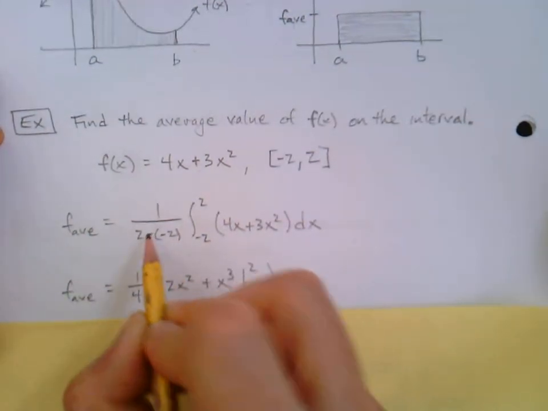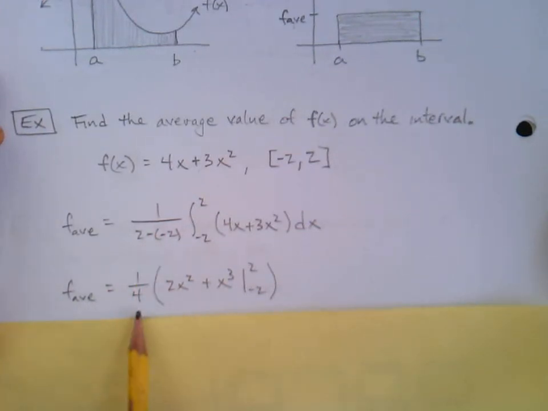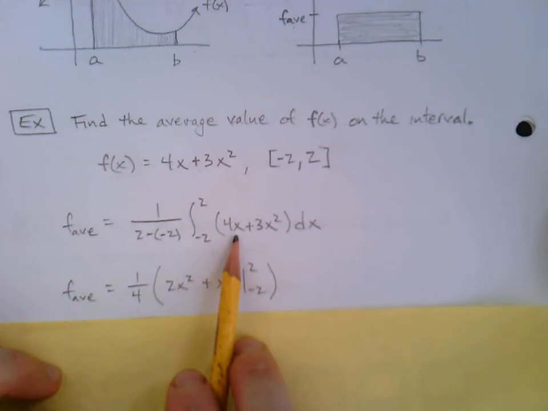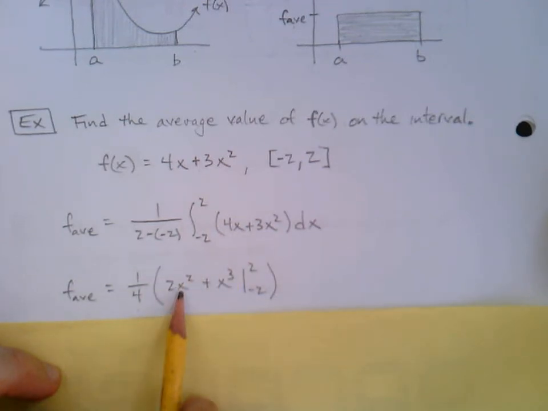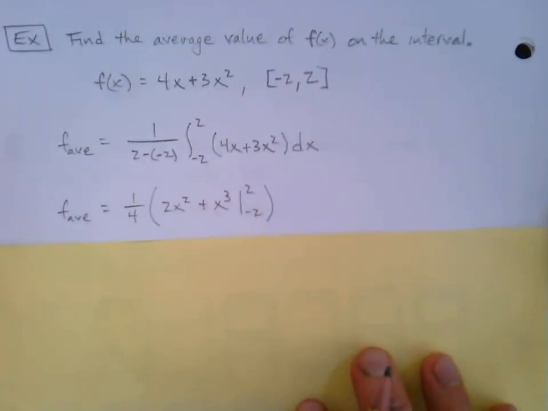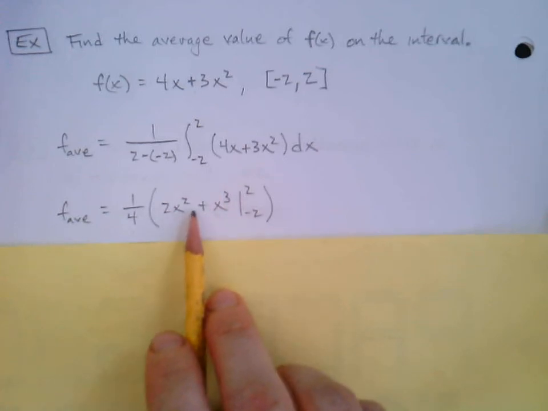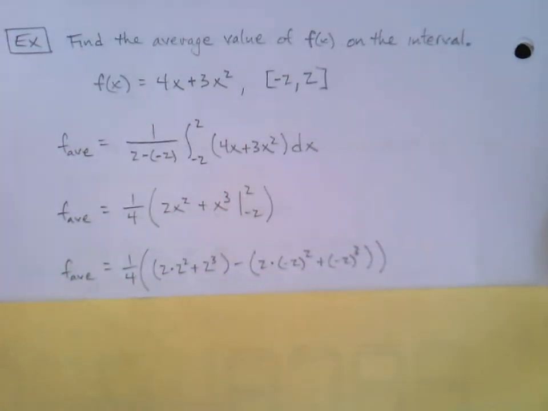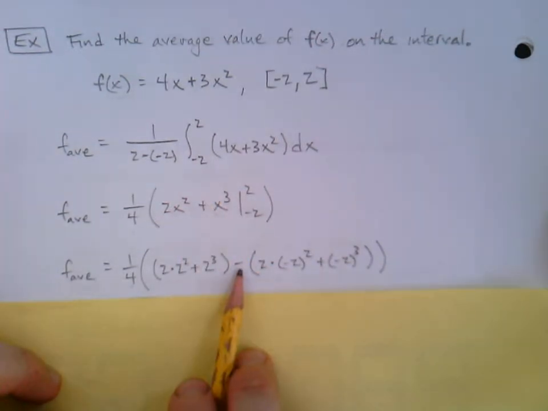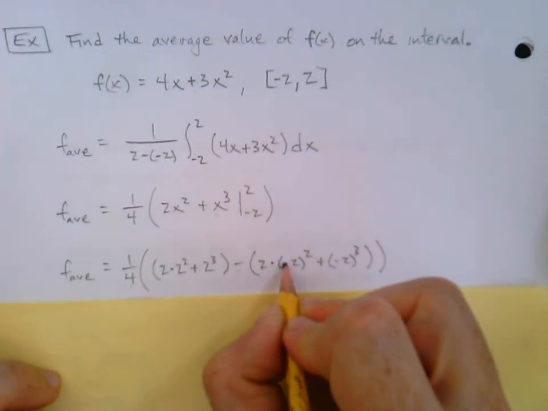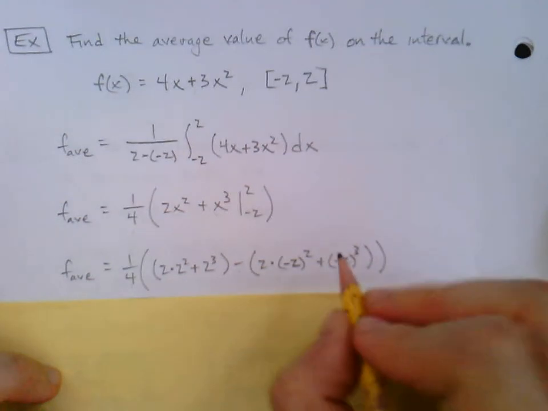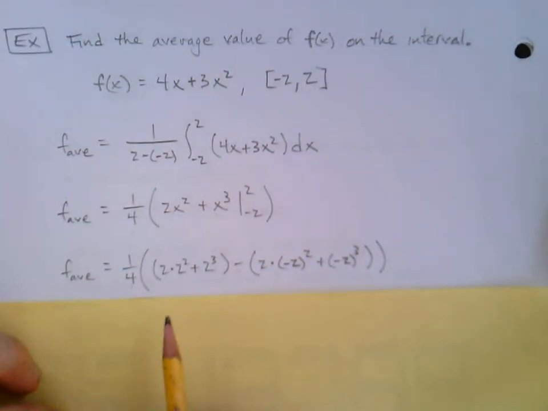I think we can do lots of things at once here. So I've got 1 over 4. And then at the same time, let's do antiderivatives. 4x becomes 2x squared. 3x squared goes back to x to the third, from -2 to 2. And now all we've got to do is plug in. So I've got my 1/4. I'm plugging in the 2. Subtract. Plug in the -2, right? Just going through all the procedure for the fundamental theorem of calculus. The only difference is I've got this 1/4 out front.